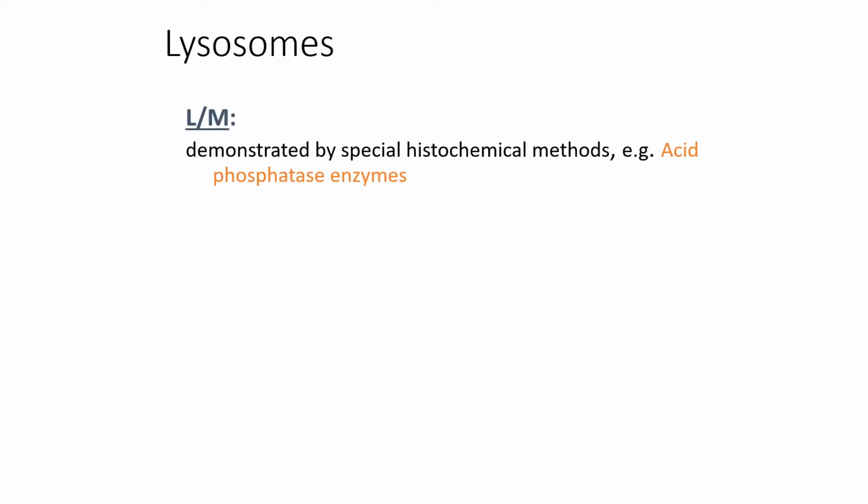By LM, the lysosome cannot be demonstrated. It should be demonstrated by a histochemical method, detecting the enzyme present inside the lysosome, which is, for example, acid phosphatase enzyme. This method is called the histochemical method. I cannot see the lysosome by the light microscope, but I can detect the enzyme which is present inside it.